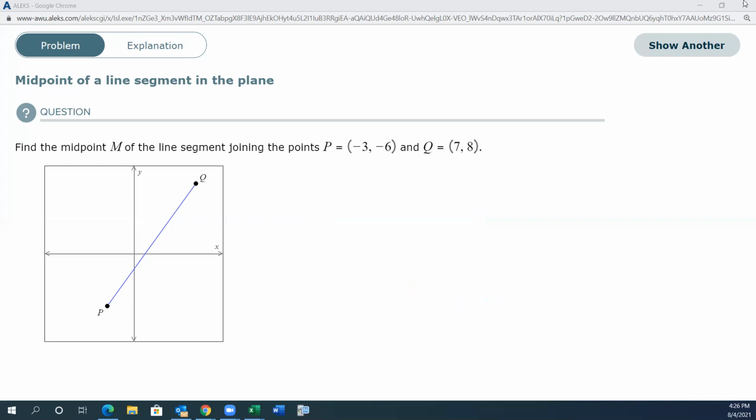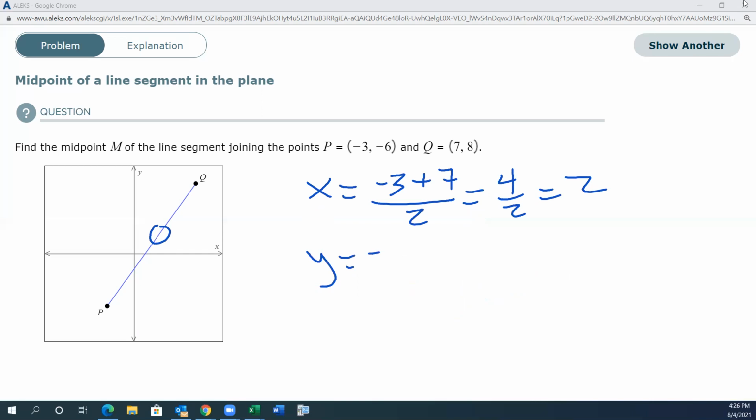Okay. Well, let's do the same thing here. If we want the middle, we're going to say, well, the x coordinate of that point is going to be the middle of the two x values. Okay, add them up, divide by how many add together. Cool. And the y coordinate will be the middle of the y values, or the average of the y values. So this point here has coordinates 2, 1. And that's it. Finding the midpoint is just finding the average of the x's and the average of the y's.